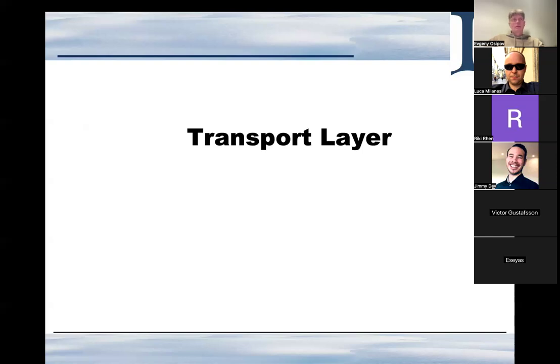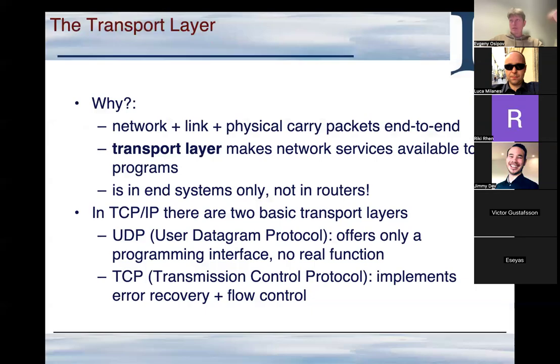So finally, on the transport layer, we have two protocols here: TCP and UDP. The main reason for having transport layer protocols is to multiplex and demultiplex data flows between different applications from the same network interface.